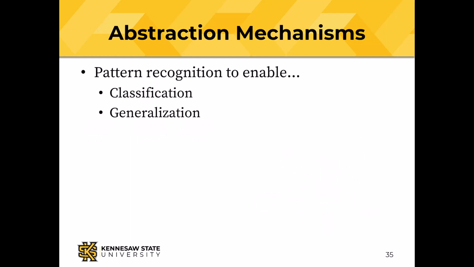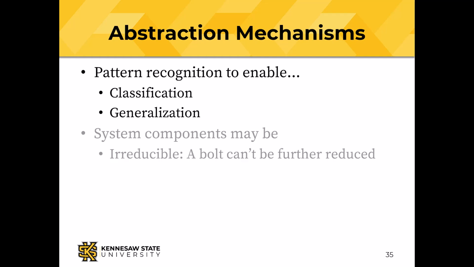There are a number of abstraction mechanisms. One of them is pattern recognition. We use pattern recognition both to classify and to generalize. Generalization is identifying something as a subtype. For example, a car is a type of vehicle. Generalization is transitive, but classification is not.